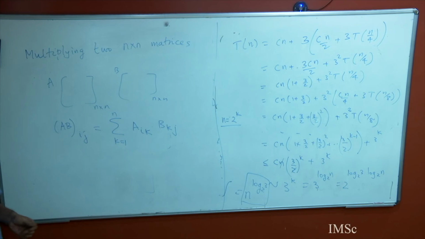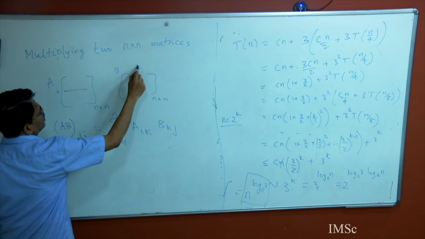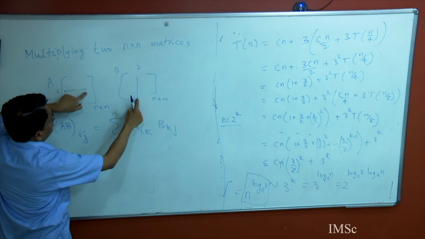So, if you want to find the ijth entry, you take the ith row, you take the jth column, multiply this, plus multiply this and this, and that gives you one entry of the product.